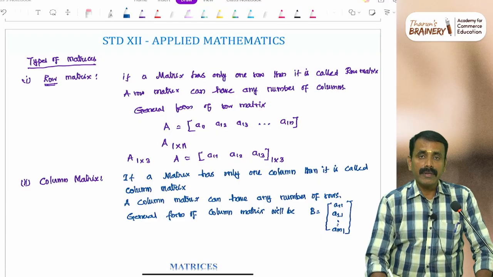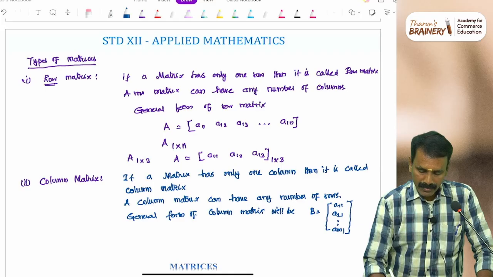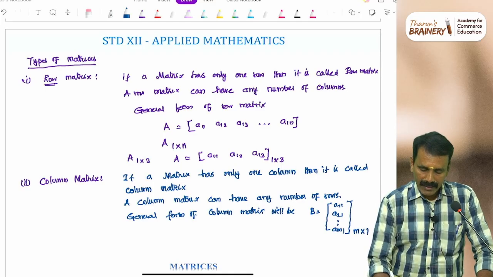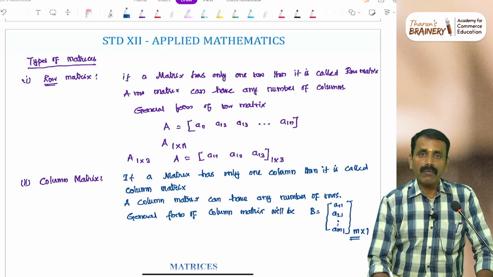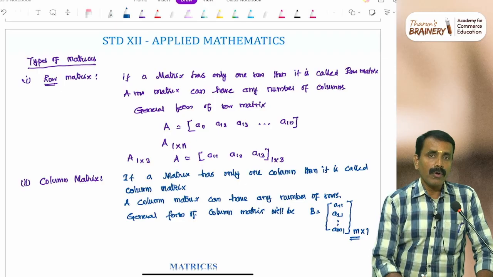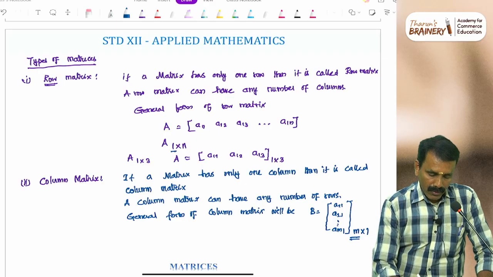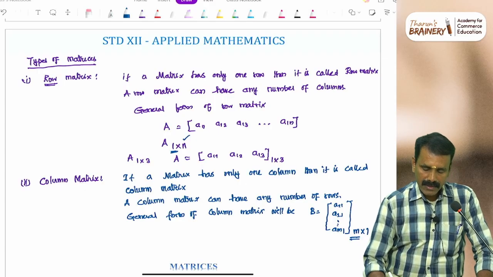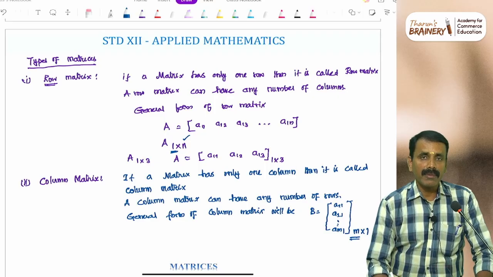The order of the column matrix is of the form m by 1. It can have any number of rows, but it will have only one column, so the second number will be 1 only. So, a row matrix has one row and can have any number of columns. A column matrix can have any number of rows, but it will have only one column.